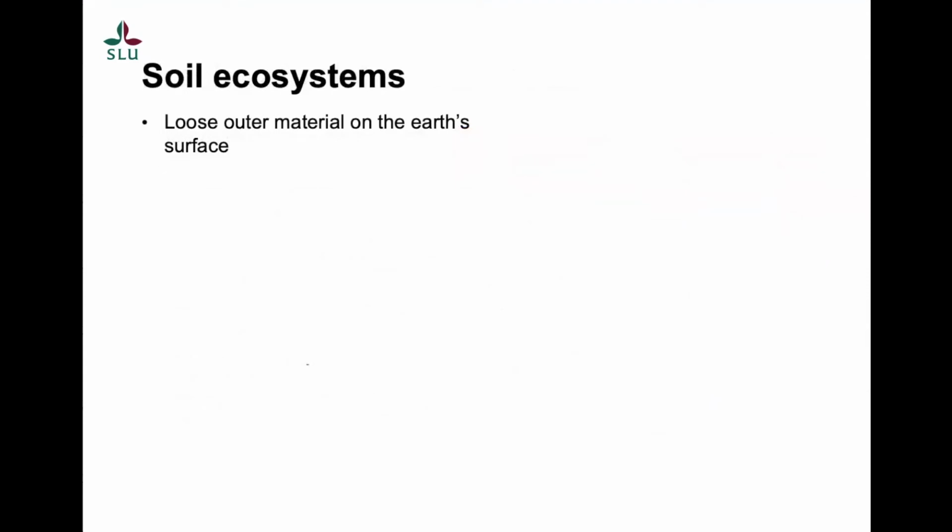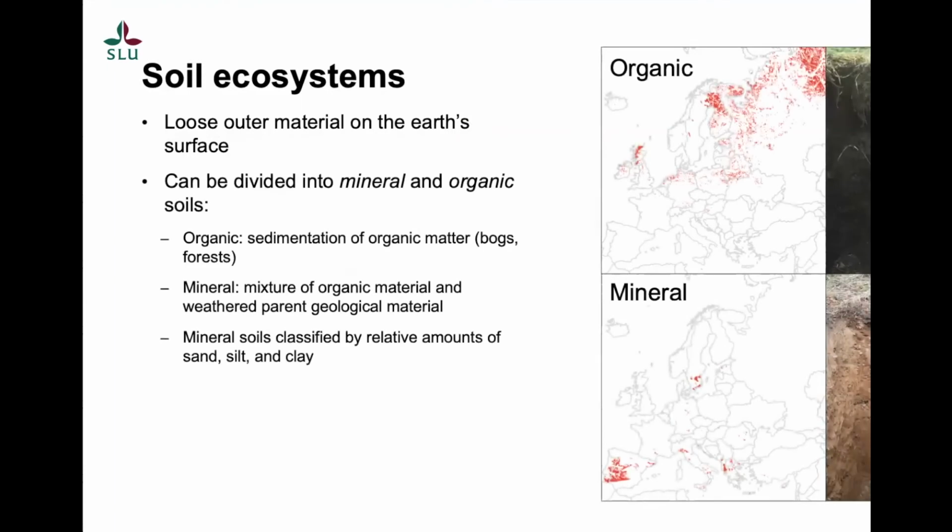Let's do a rapid transition and then move on to land. Soil ecosystems are quite different from aquatic ecosystems for obvious reasons, but I will go through that from a microbial point of view. So if we define soil, it's the loose outer material on the Earth's surface, right? And if we want to define it roughly, we can say that there are mineral soils and there are organic soils, but this is really a simplification.